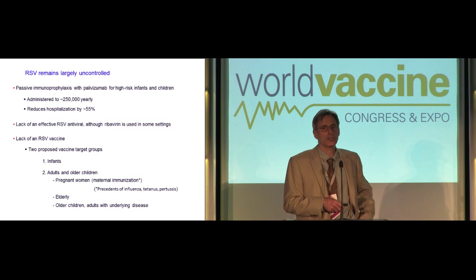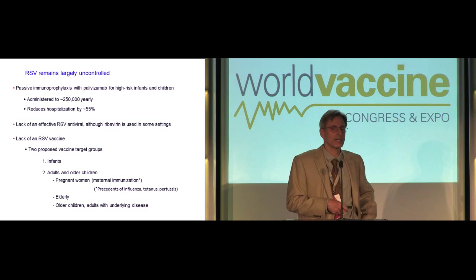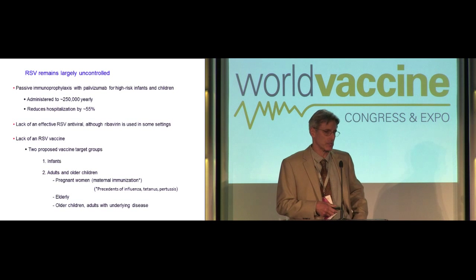And we generally think about two types of vaccines. One would be a pediatric vaccine for RSV-naive infants given early in life, and a second would be an adult vaccine that would be given to individuals that by definition are adults who have already been infected with RSV, so it would be a booster vaccine.